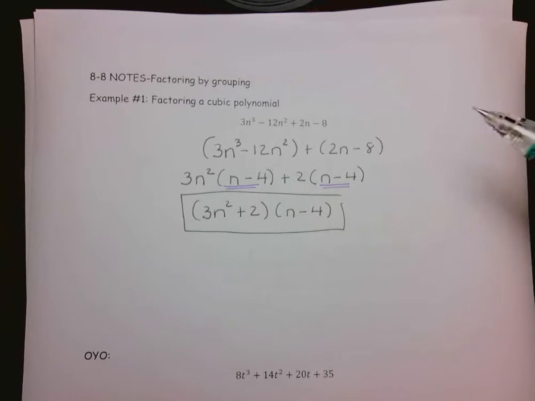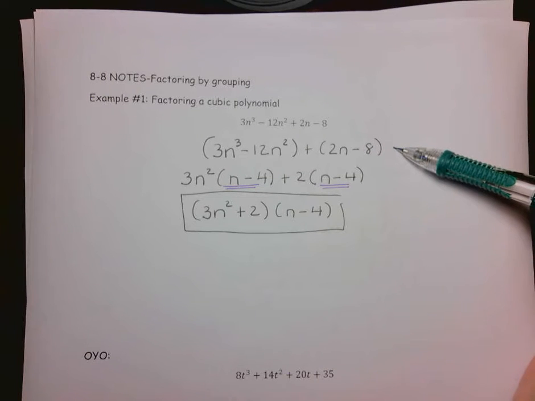The first step is I want to rewrite the polynomial as a sum of 2 groups. Pause the video as I'm showing you how to do this and work this out with me. Make sure that you understand each step in this process. I want to rewrite this polynomial as a sum of 2 groups.